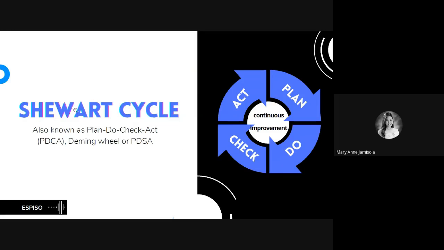Okay. Then we have the Shewhart cycle. This is known as the PDCA, Deming wheel, or PDSA. So PDCA represents plan, do, check, and act. So this is actually used for continuous improvement. So you can also relate this to your Kaizen. If you have a strategic cost management subject, you can use PDCA in your conduct of Kaizen costing.